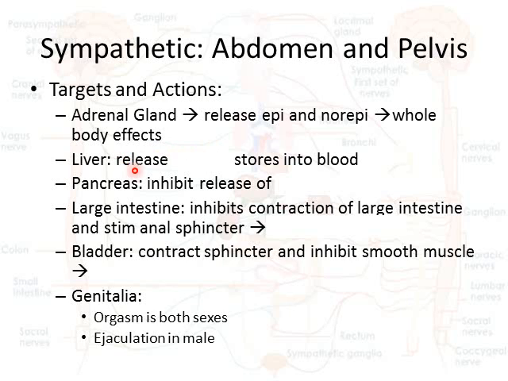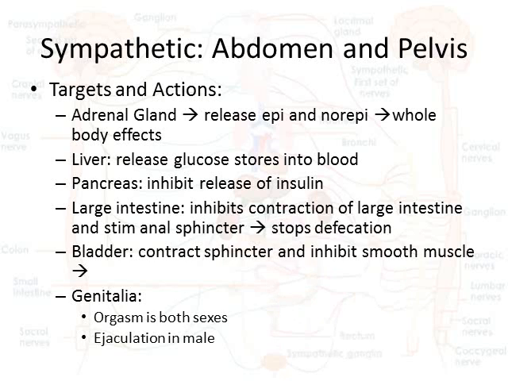The sympathetic nervous system causes the liver to release glucose stores into the blood. If we're under stress, we want more glucose available for use. The pancreas has its release of insulin inhibited by the sympathetic nervous system. Insulin would lower blood glucose levels, and we don't want that under stress. We want high blood glucose levels, so we want to inhibit the release of insulin. The large intestine is inhibited from contracting, and the anal sphincter is stimulated to contract.